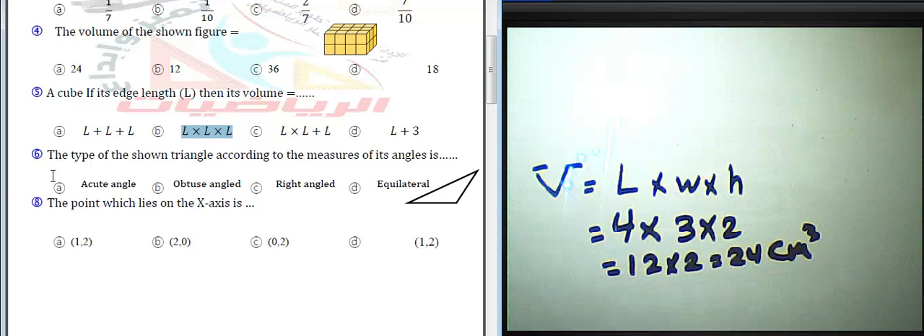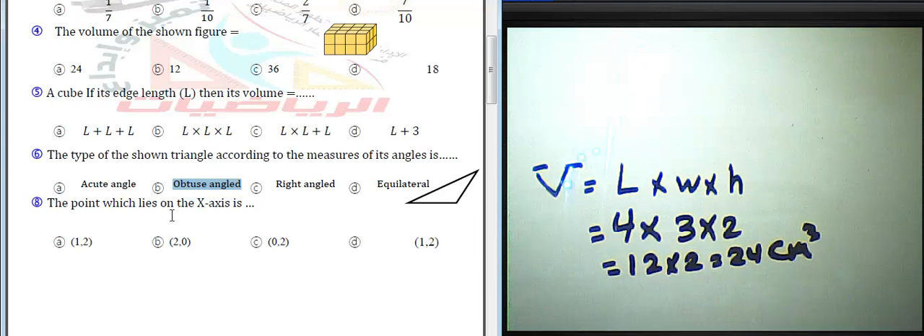Question number 6. The type of the shown triangle according to the measure of its angles. He asked about its angles. Its greatest angle here is obtuse. Then the triangle will be obtuse. The angle here is an obtuse angle. This triangle, we call it obtuse-angled. Obtuse-angled, okay?